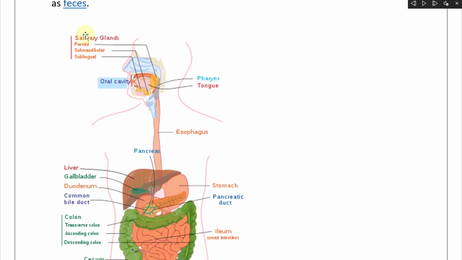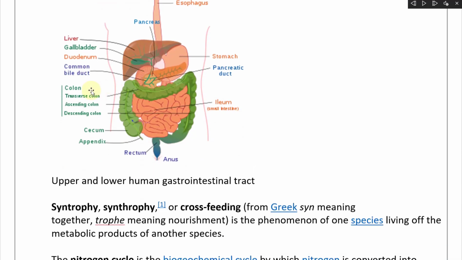Going back to the salivary glands, the parotid, the submandibular one underneath it, or below the mandible, the mandibular gland, and the sublingual gland over there, so underneath there. Anyways, continue further, and let's see what else it says here.